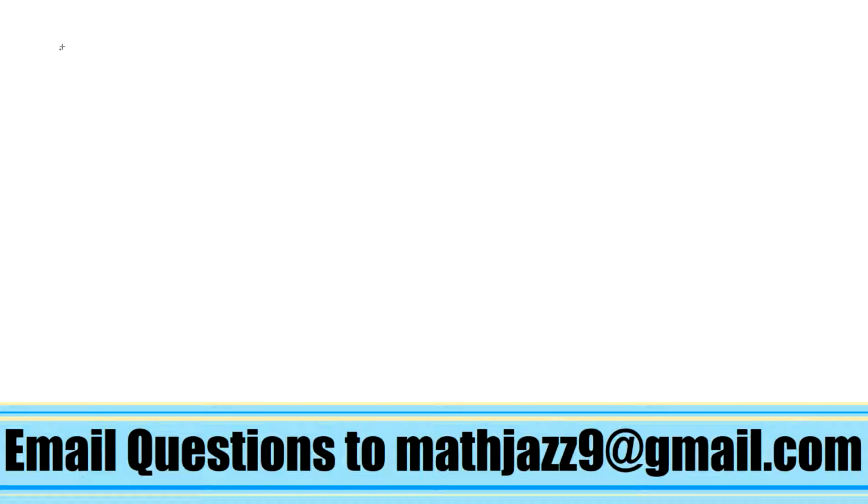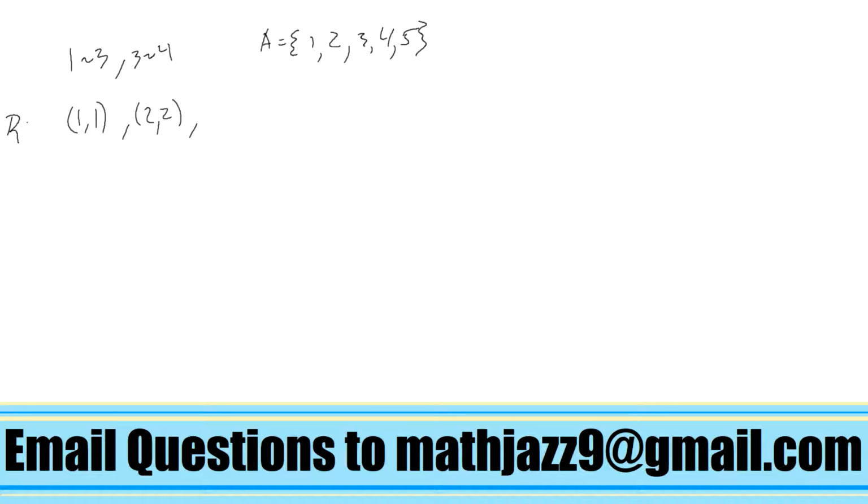So we know that 1 is related to 3 and 3 is related to 4. I'm going to write these twiddles instead of the R's. I think they're easier to read. An equivalence relation on the set {1, 2, 3, 4, 5} must have every element related to itself. So here's our R equals (1,1), (2,2), (3,3), (4,4), and (5,5).